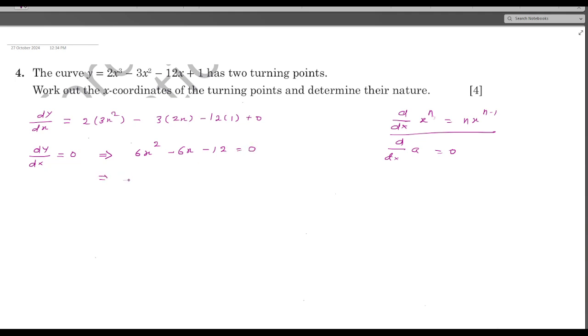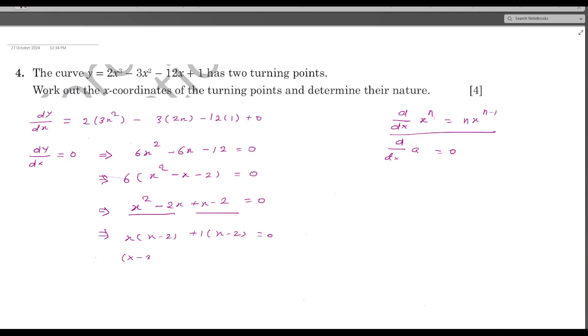This condition will give you 6x squared minus 6x minus 12 is equal to 0. You can take 6 common, so it becomes x squared minus x minus 2 is equal to 0. We can factorize this as x squared minus 2x plus x minus 2 equals 0. I hope everyone knows how to factorize. We are using the splitting the middle term method, where the product should be minus 2 and the sum should be minus 1. Here I will take x common, so it is x minus 2, and here I will take 1 common, so again it is x minus 2, equal to 0.